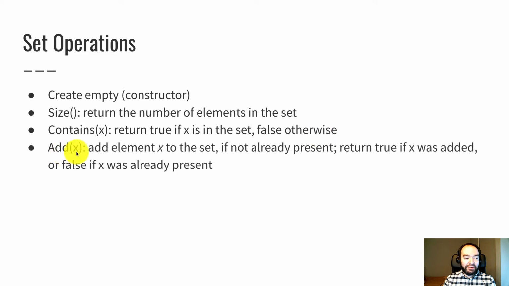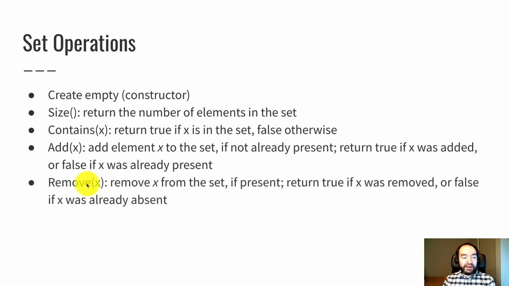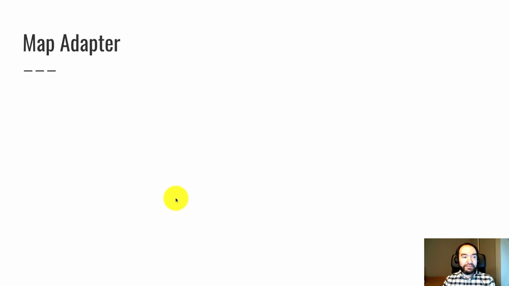We have an add operation, add x, adds x to the set if it's not already present, and returns true if x actually got added and false if x was already there and we didn't change anything. Finally, remove x, removes x from the set if it was ever present, and we return true if x actually got removed, and false if we didn't do anything because x wasn't there to begin with.